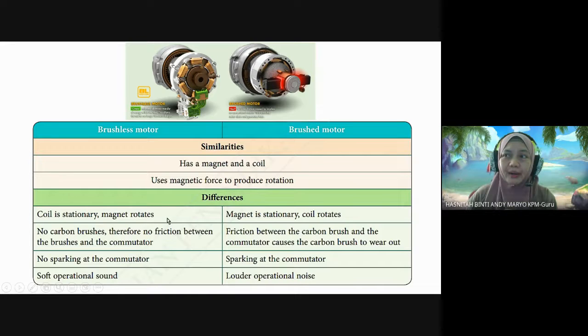So I hope you're clear with the similarities and differences between brushless and brush motor. But which one do you think is more expensive? Which one is cheaper, students? Which one do you think is more expensive, high cost? Definitely it will be the brushless. If you ask which one is better, the brushless has advantages. It is better, but it is more expensive. The brushless is higher cost.